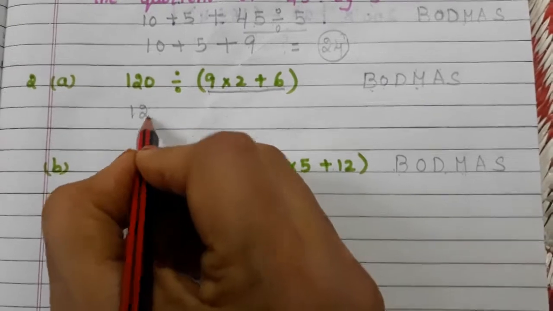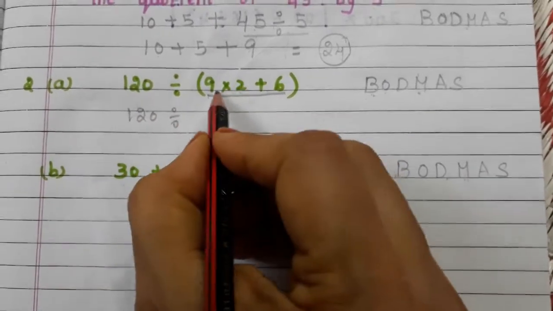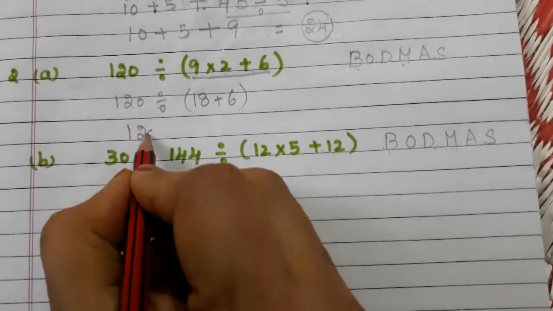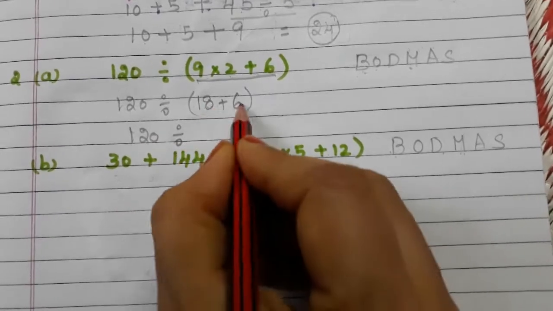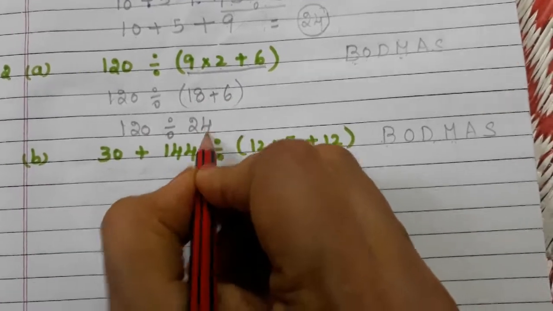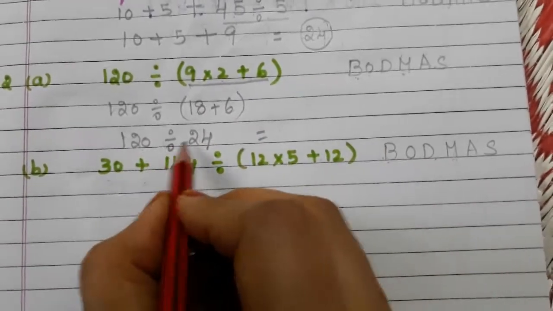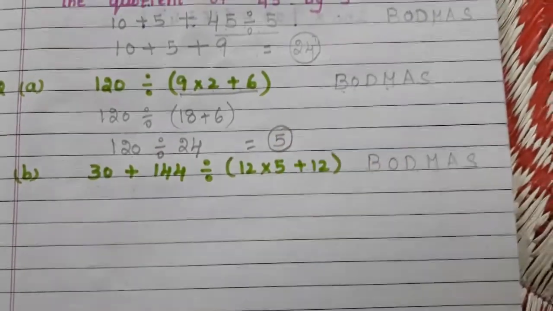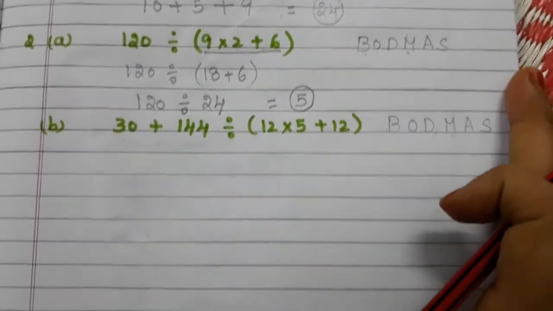So let us multiply. 9 into 2 is how much? 18. 120 divided by 18 plus 6, which is in parenthesis. Now 18 plus 6 is 24. Now 120 divided by 24 is how much? Its answer is 5. Okay, let us go to another expression.